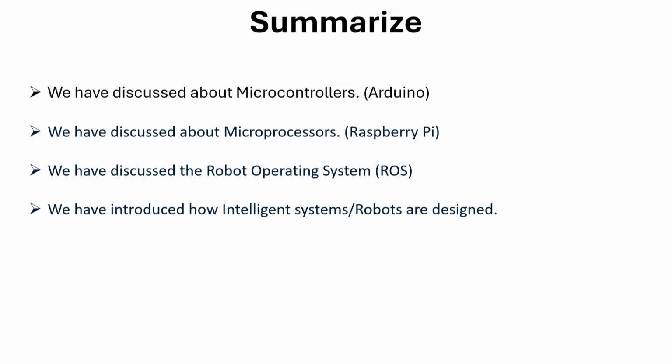So, we have discussed in today's lecture the microcontrollers, microprocessors, and the various flavors of the Robot Operating System. All these things are the basic requirements to build an intelligent system or robot.